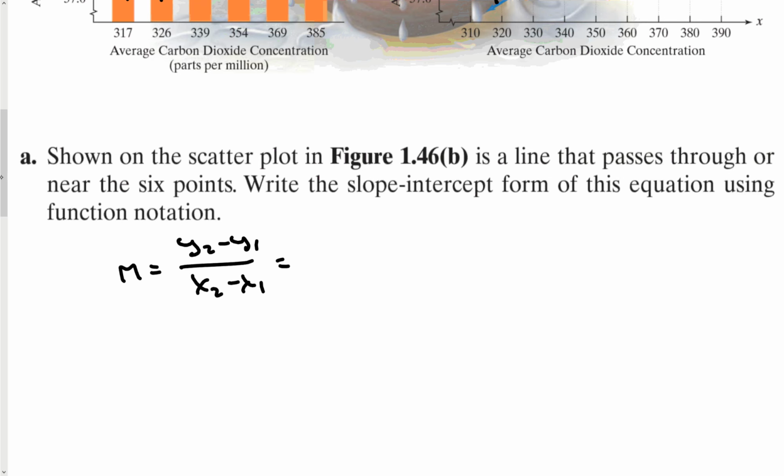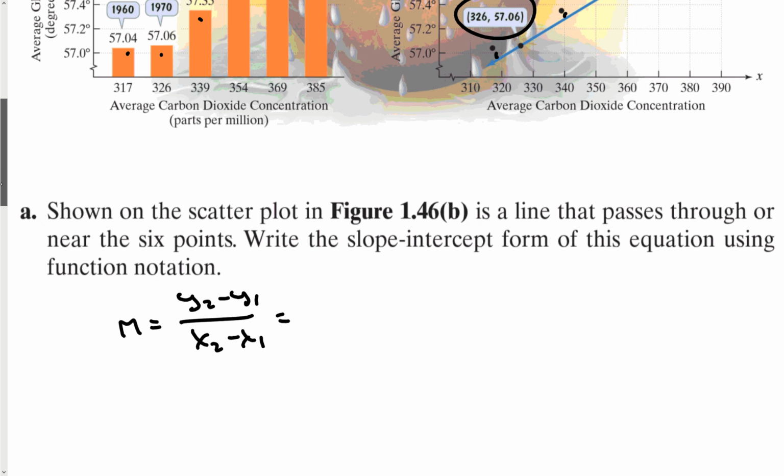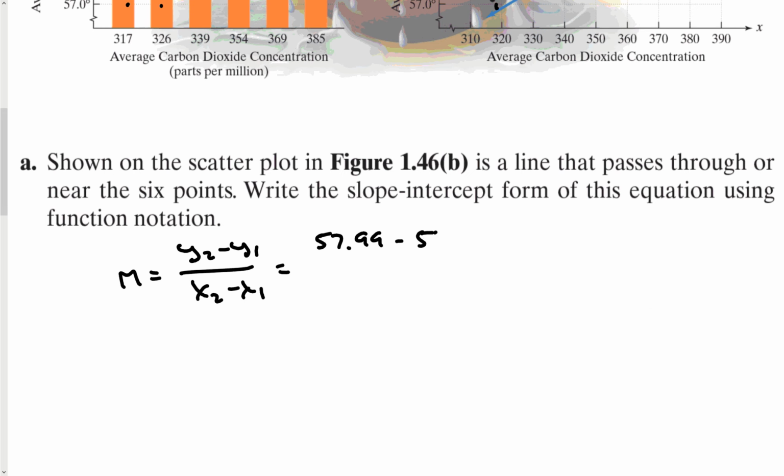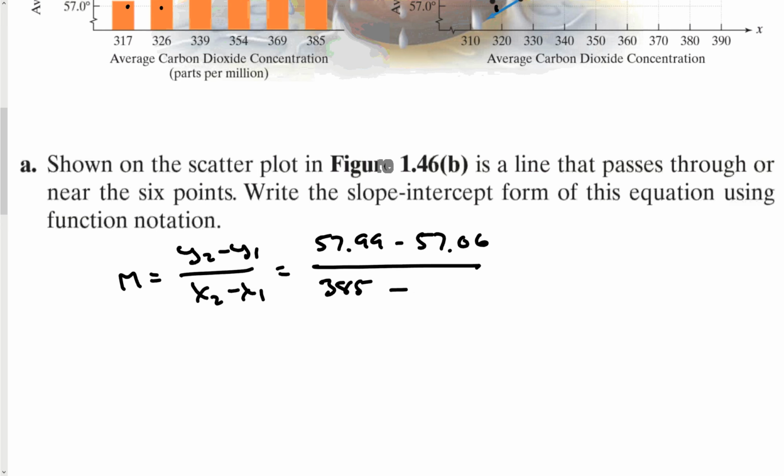So y2 minus y1, let's go back up here, 57.99 and 57.06. So 57.99 minus 57.06 over 385 minus 326. This gives me about 0.93 over 59. When I divide this, let's round it to 2 decimal points, and we get 0.02. Okay, so that's my slope.